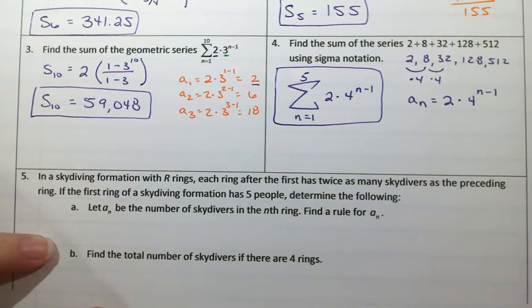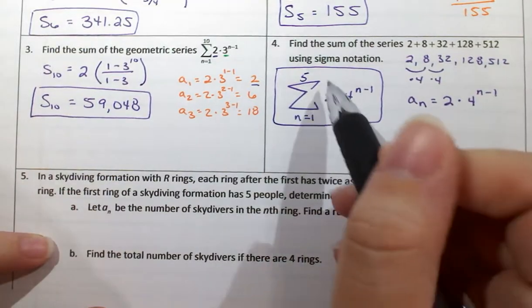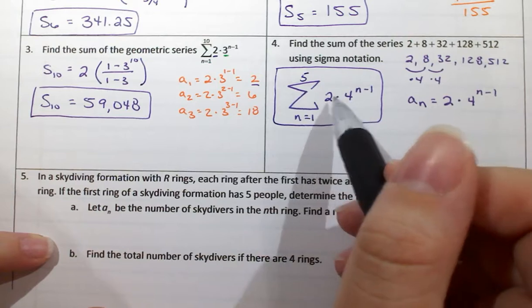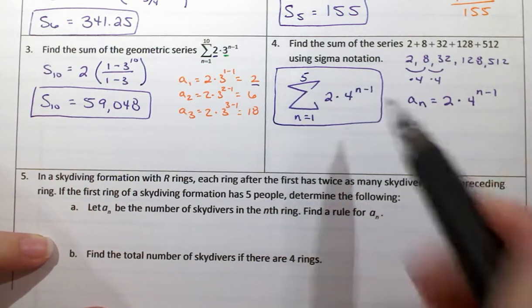Now I do not need to put parentheses. I can, but I don't have to. The reason is because this just represents a term. You have to put parentheses when it's pluses and minuses, but when it's multiplying, they stick together.